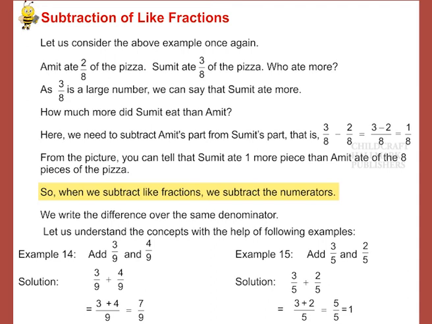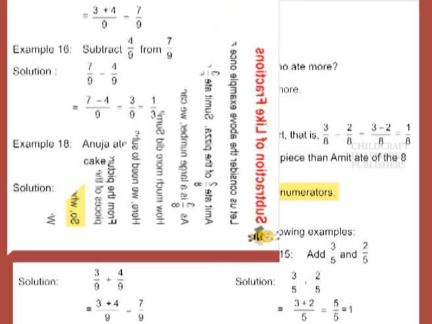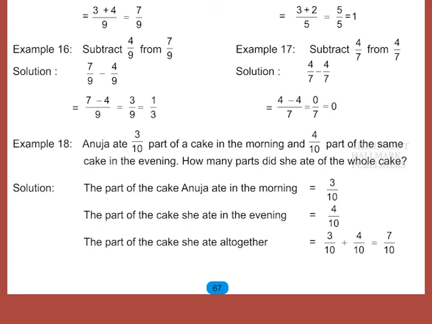Solution: 3/9 + 4/9 = (3+4)/9 = 7/9. Example 15. Add 3/5 and 2/5. Solution: 3/5 + 2/5 = (3+2)/5 = 5/5 = 1. Example 16. Subtract 4/9 from 7/9. Solution: 7/9 - 4/9 = (7-4)/9 = 3/9 = 1/3.